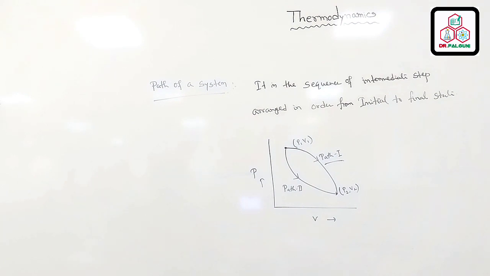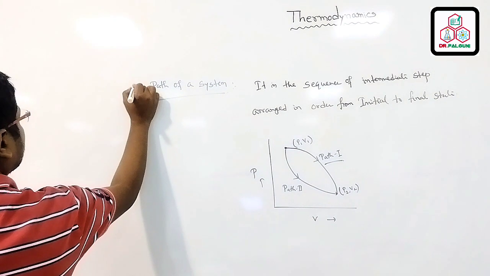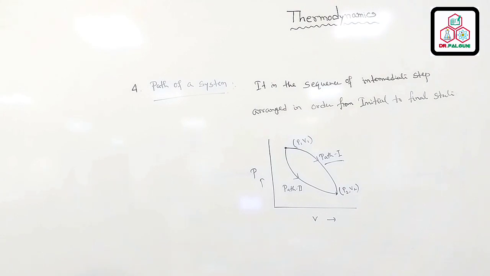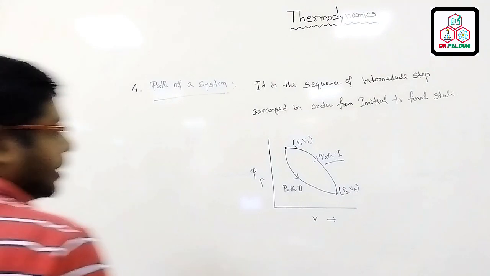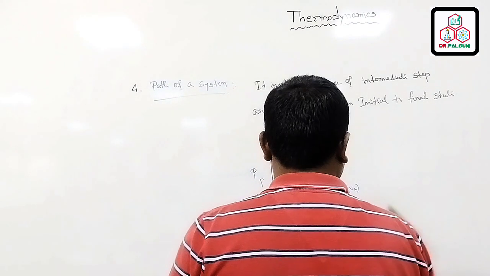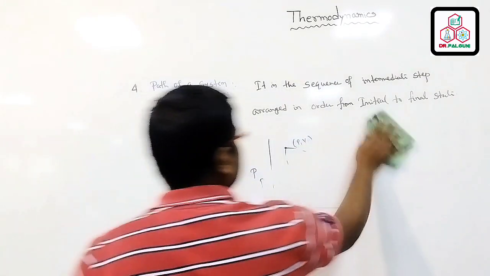Okay, so this is path, number 4. Next is the process.